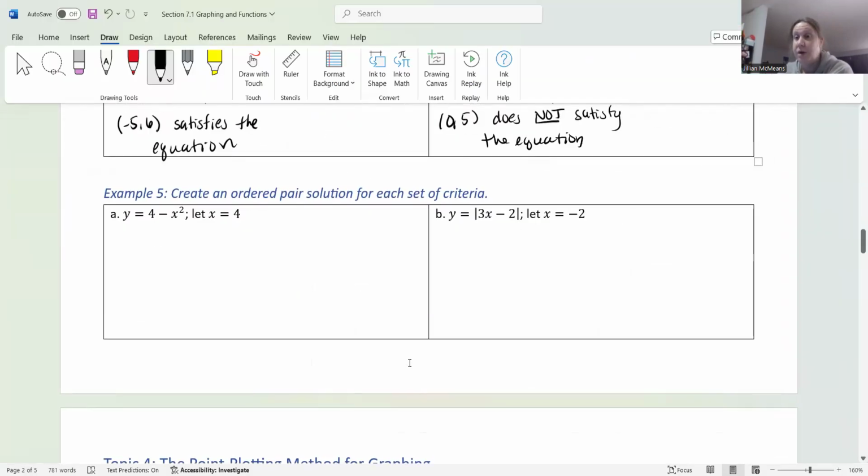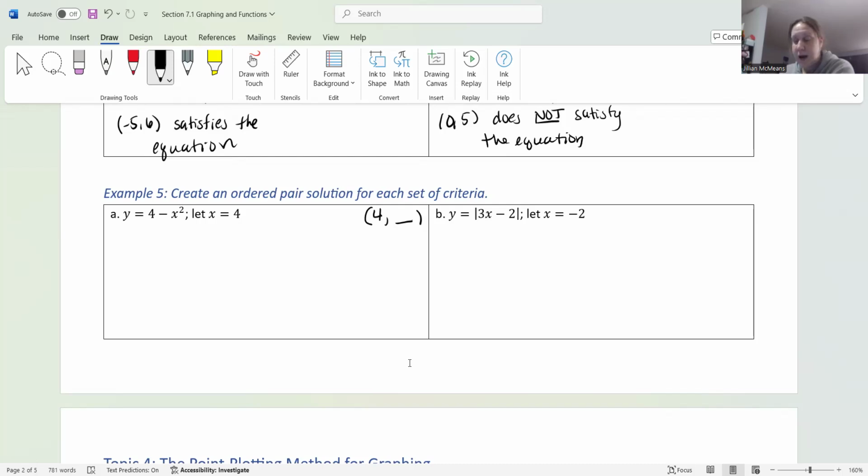And for example 5, we're going to go a little bit further here. In example 5, it says create an ordered pair solution for each set of criteria. So in this case, you're given an equation in two variables, and you're given part of an ordered pair. Your job is to complete the ordered pair so that you truly have an ordered pair solution. So for part A, we have y = 4 - x². And it says here, let x equal 4. So what they're saying is create an ordered pair where x is equal to 4, but we have to figure out the y that's going to make this work. We have to find the exact value for y that's going to make this an ordered pair solution.